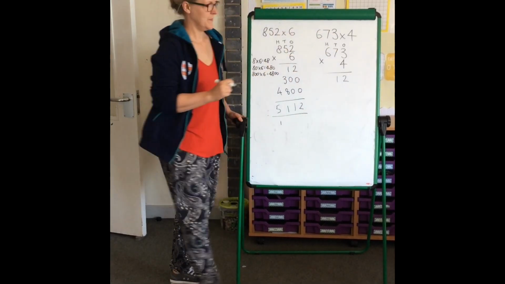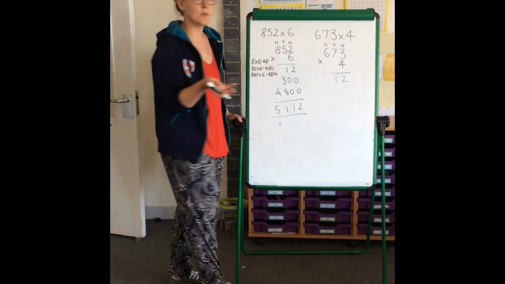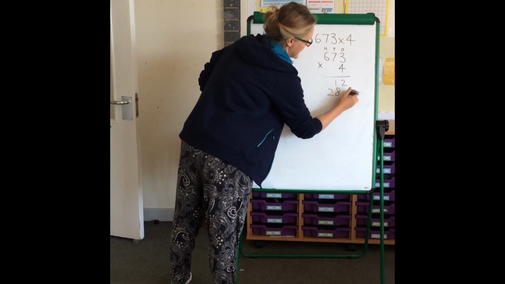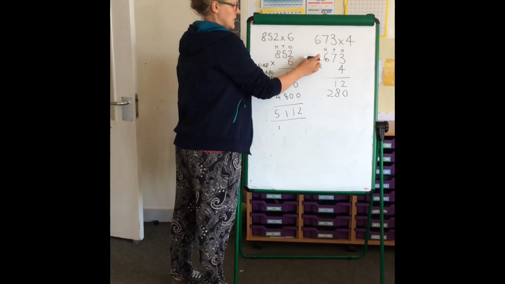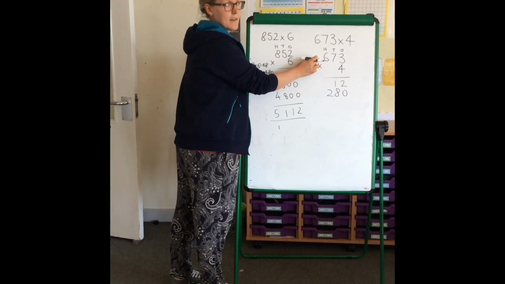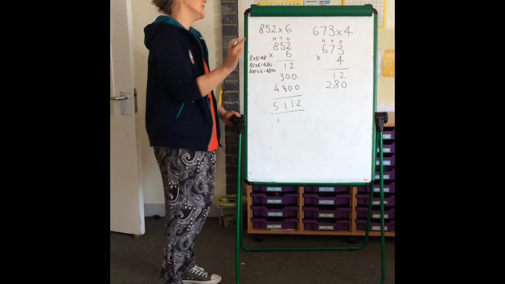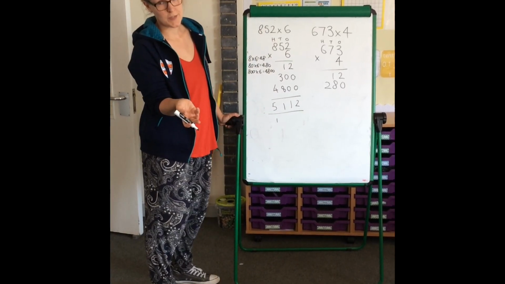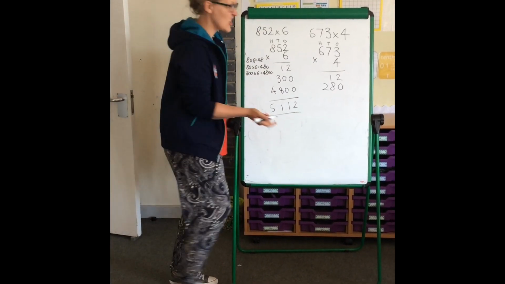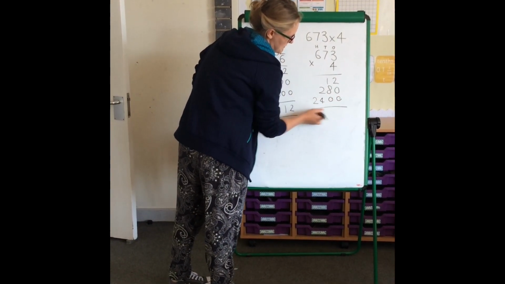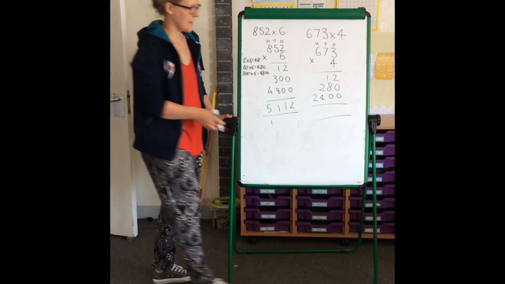70 times 4. So hopefully I've done 7 times 4 is 28. 70 times 4 is 280. What's this one? See if you can say it. Yes, 600 times by 4. 6 times 4, 24. 60 times 4, 240. 600 times 4, 2,400. Big equal sign there.